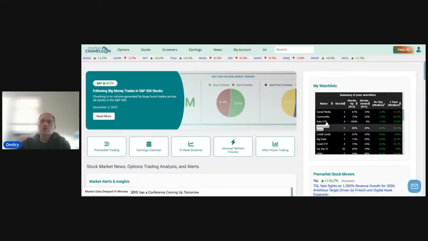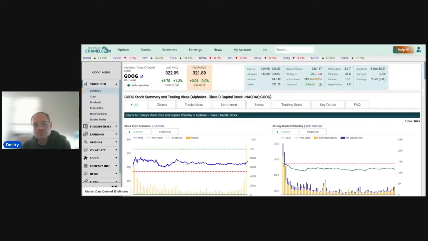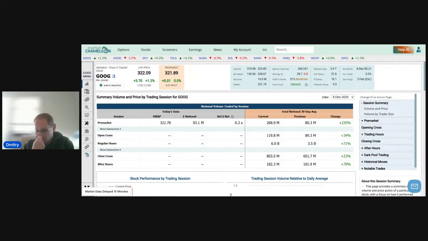Good morning, everyone. What we'll do is first navigate to a stock and show an example. We're going to look at stock volume bursts, what they are, and how to detect them. Let's use Google in our example. So I'm going to type in Google. We come to Google's main page, and on the left-hand side, we navigate to price action. Then I'm going to close this menu to minimize it and expand our screen.